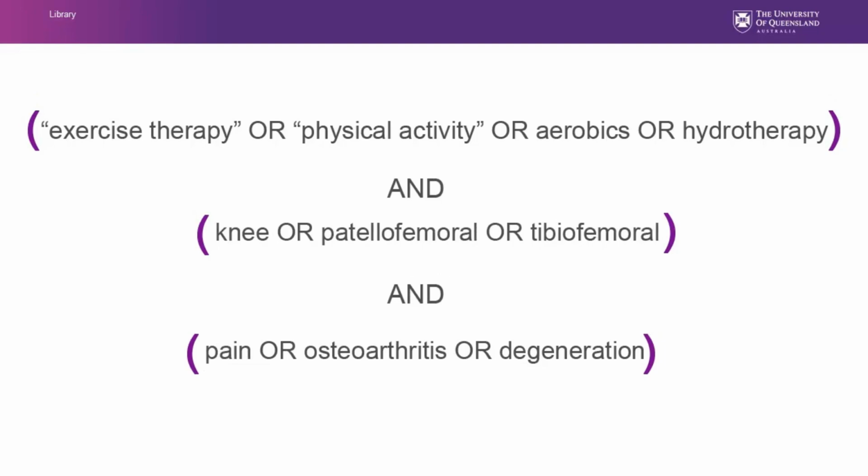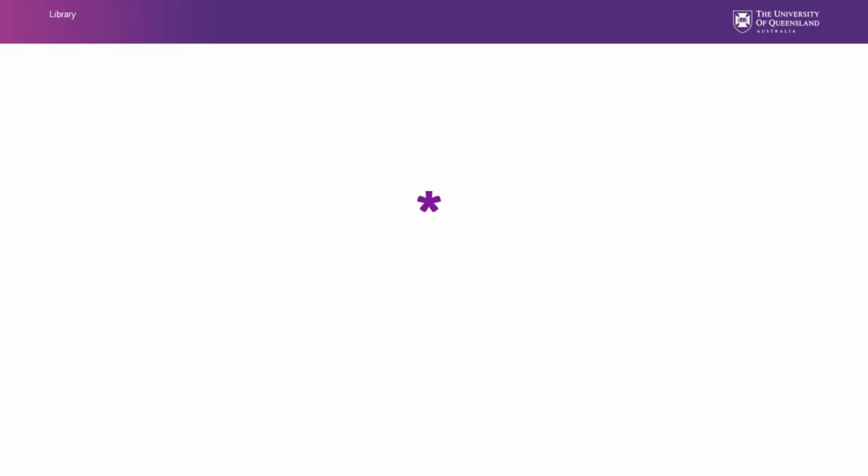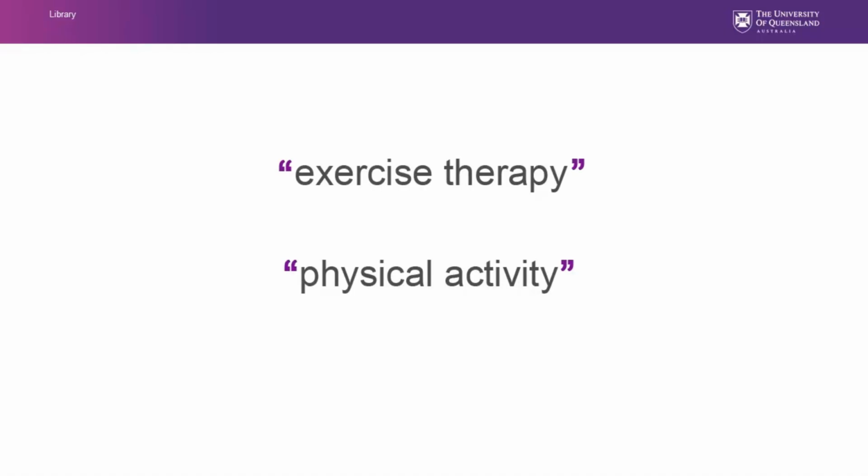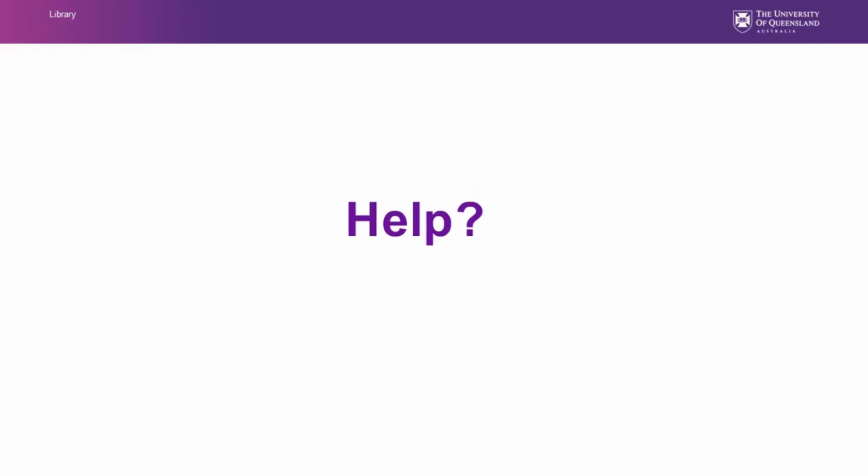The brackets tell the database to search for these words first, and then add the results of these to the next set of terms. Add an asterisk or truncation tool at the end of words to find plurals and alternative word endings. Degenerate with an asterisk will find degenerate, degenerates, degenerating, or degeneration. The quotation marks will force the database to search for your terms as a phrase and not as individual words. Check the help section in the database before you search to see how the platform handles truncation, brackets, and phrase searching. Modify your search if needed.